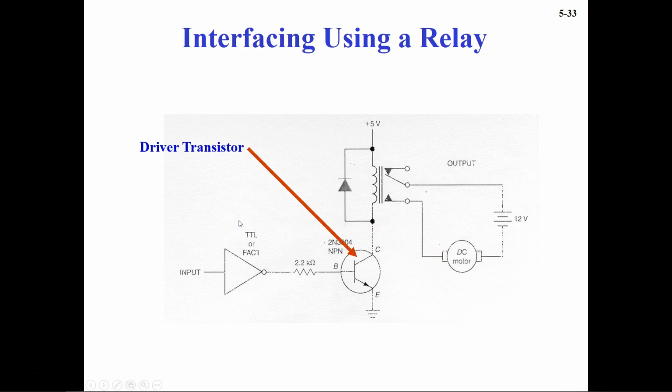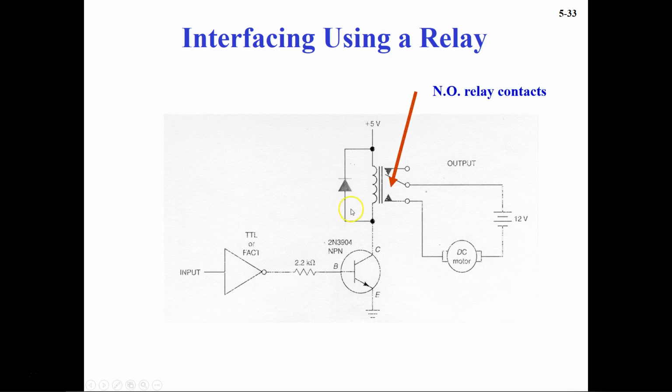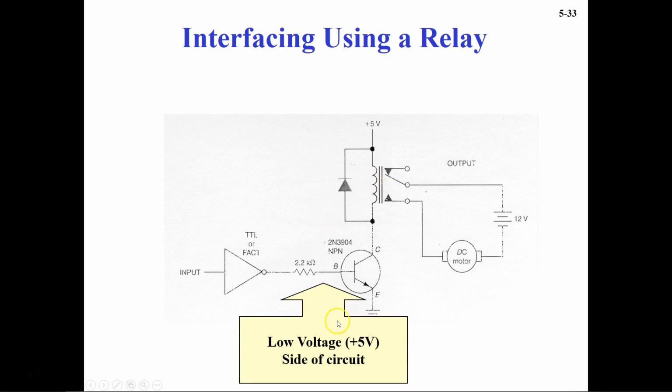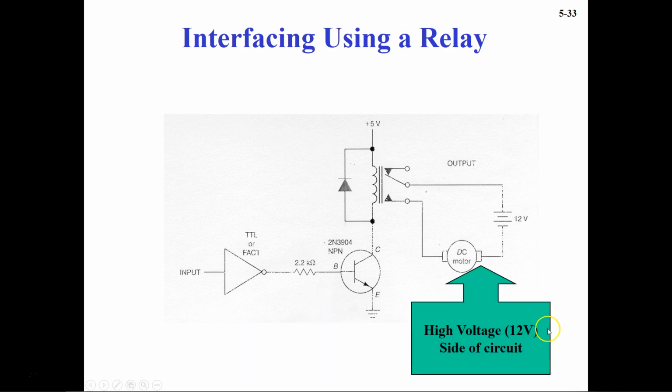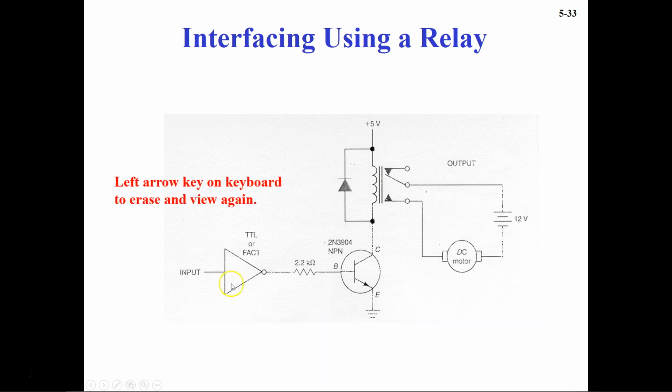So let's see. And then this is the transistor, and this you already know, TTL or CMOS is used. So normally open relay contacts, and you have the low voltage 5 volts side of the circuit, and this is your high voltage 12 volts side of the circuit. So now we are going to see the different cases when different inputs are provided here.